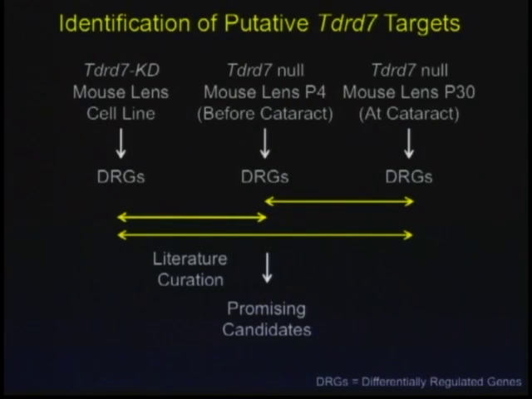The second microarray analysis would be done on lenses of Tdrd7 null mouse mutants at P4, 3 weeks before the cataract was generated, and at P30, at the point where cataract was detected. So we wanted to compare differentially regulated genes between these different data sets across the board, and through a literature curation step, come up with a list of the most promising candidates that we wanted to then focus on to find this molecular mechanism.